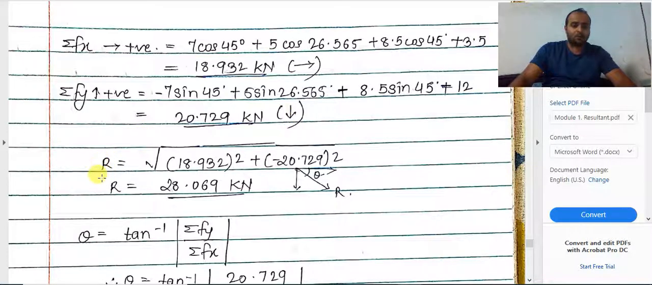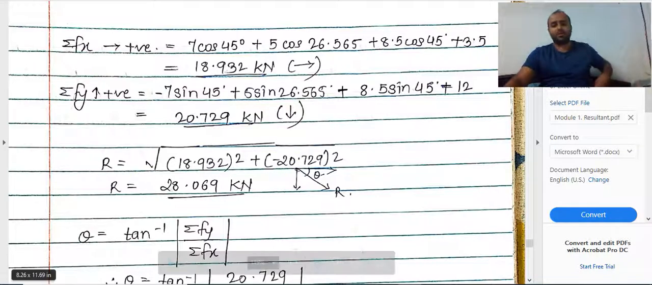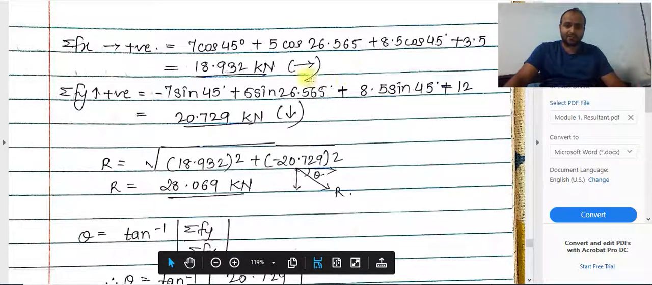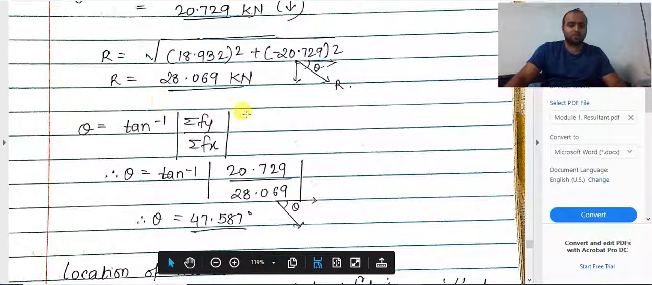Now, magnitude of the resultant R is nothing but square root of summation of Fx the whole square plus summation of Fy the whole square. So R is equal to 28.069 kilonewton acting towards fourth quadrant. Why is it so? Because summation of Fx is acting towards right, summation of Fy is acting vertically downward, and R is acting between those. So that is why it will be acting in a direction of fourth quadrant. Theta is equal to tan inverse of modulus of summation Fy by summation Fx. So theta's value is 47.587 degrees.